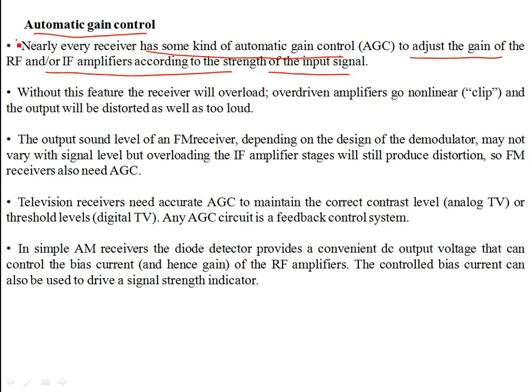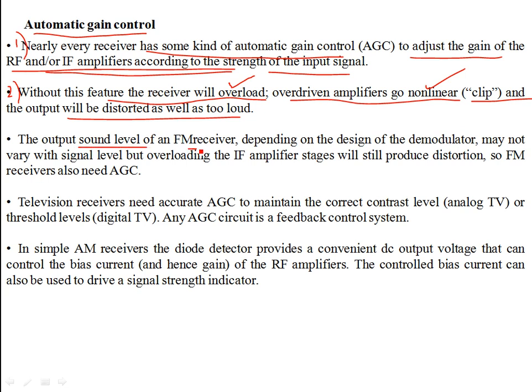That's one. This is the first point of AGC. The second is that without this feature, the receiver will overload. So overdriven amplifiers go non-linear, or they clip and the output will be distorted. So there are two roles. One is that they adjust the gain of RF and IF amplifiers according to the strength, and the other is they avoid this condition of overloading of the next stage. So overdriven amplifiers can go non-linear, they can clip, and then you will hear distorted, too-loud sound.